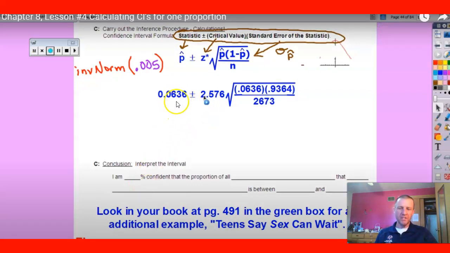So what this says is, remember that 0.0636 that we started with? Well, we're going to add to that, and we're going to subtract from that 2.576 of these standard deviations. Add 2.576 times this, and subtract 2.576 times this. And that gives us this confidence interval.